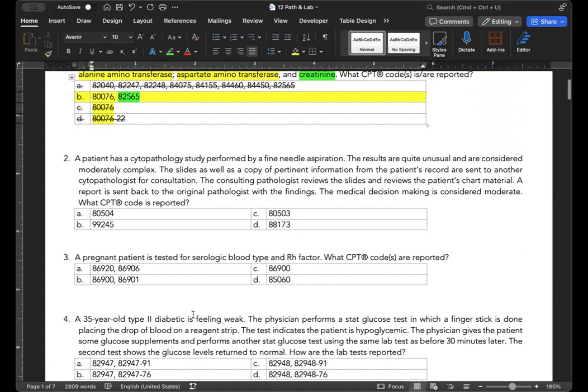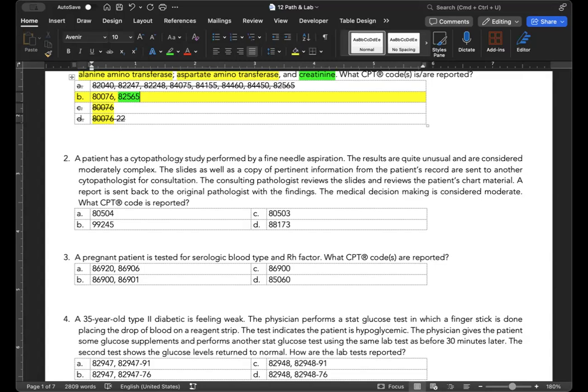All right. Number 2, patient has a cytopathology study performed by fine needle aspiration. The results are quite unusual and they are considered moderately complex. The slides, as well as a copy of pertinent information from the patient's record, are sent to another cytopathologist for consultation. The consulting pathologist reviews the slides and the patient's chart material, and a report is sent back to the original pathologist with the findings. And the medical decision making is going to be considered moderate.